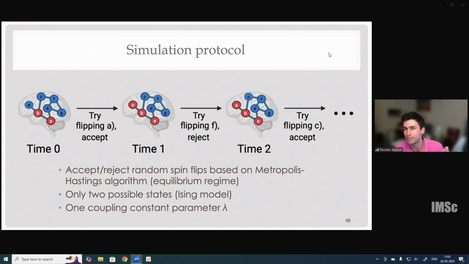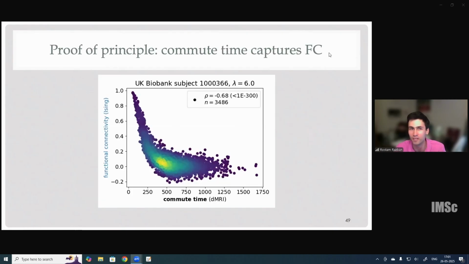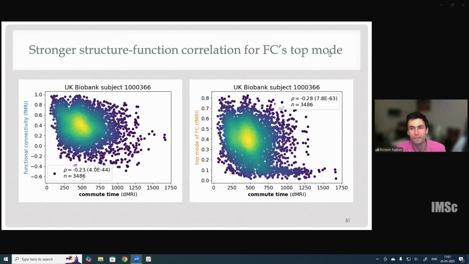We first do simulation. I love the Ising model, so we did the Ising model, but we also did neural mass models too, just as a proof of concept. Here's the Ising model. Nicely, commute time is able to capture functional connectivity well, and the relationship makes sense. When you have high functional connectivity, the commute time is short. Things that are closer together are more in sync, but then as you get further away, essentially functional connectivity goes to zero. With real data, interestingly, it doesn't look as good.